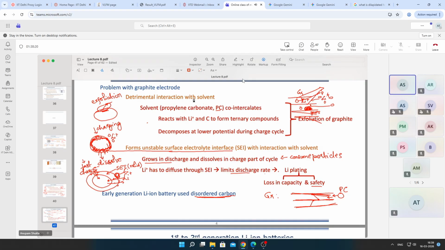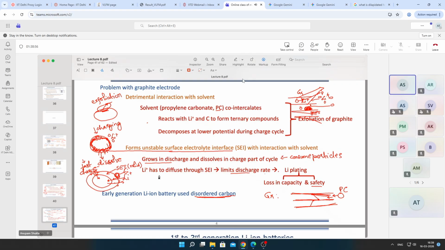this environment. It will react with propylene carbonate. When it reacts, it will form a layer. So this is the thing that we talked about, the situation where the solvent has gone inside and what it is doing. But these particles are also surrounded by the solvent, because they are immersed in the electrolyte. And at the surface, the propylene carbonate can react with the carbon and form a set of compounds which will deposit over the graphite particle. This is called a surface electrolyte interface.